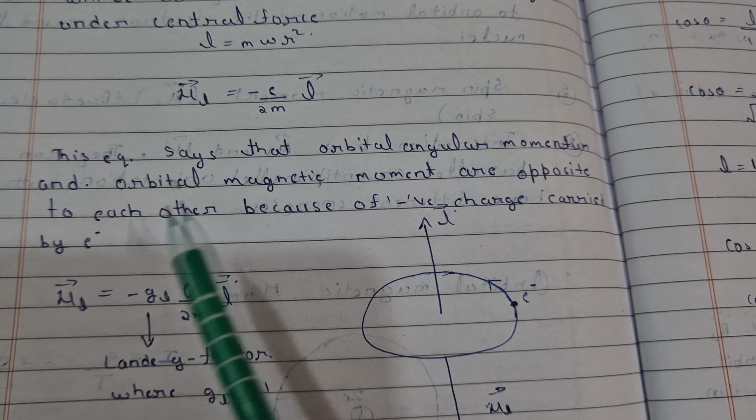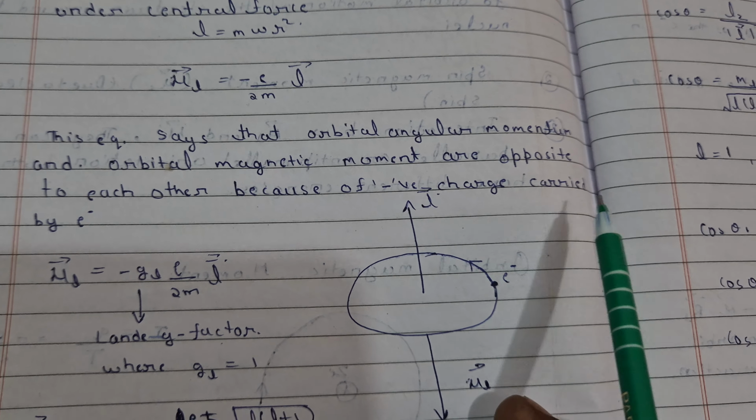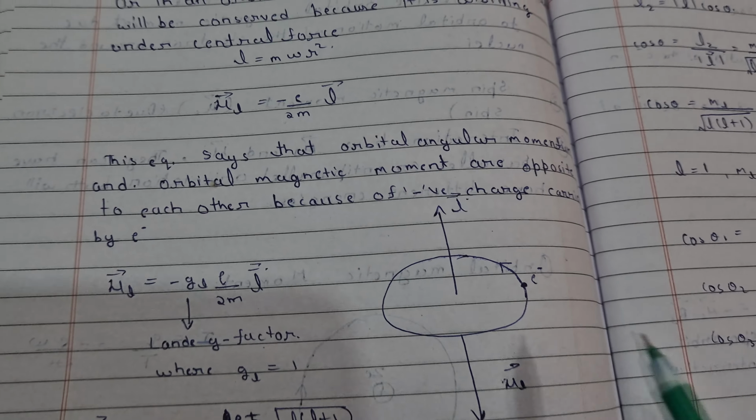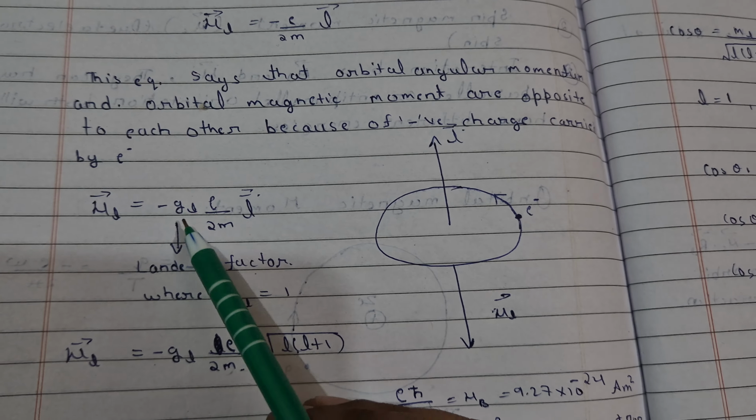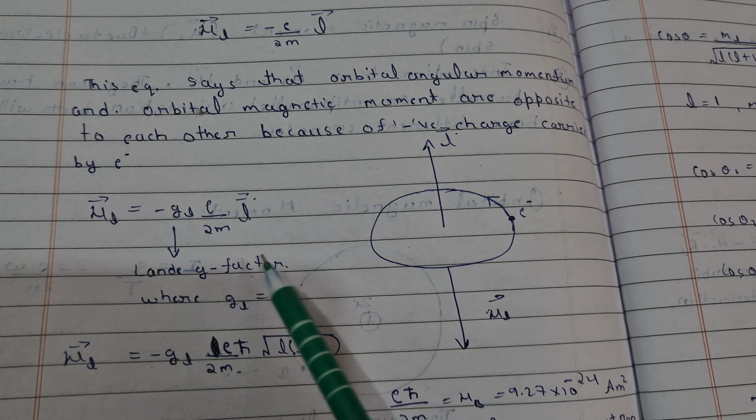So this equation says that the orbital angular momentum and the magnetic moment have opposite directions to each other because of the negative charge carried by the electron. Now this is the formula for the orbital magnetic moment, but in general we give the formula as minus G L e by 2m L. This G L is called the Landé g-factor.